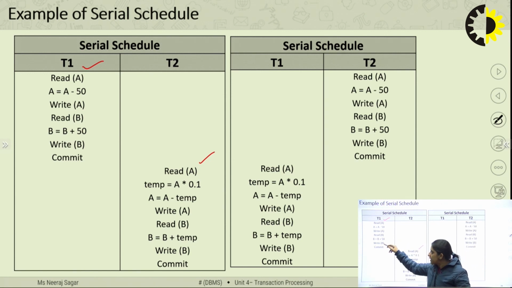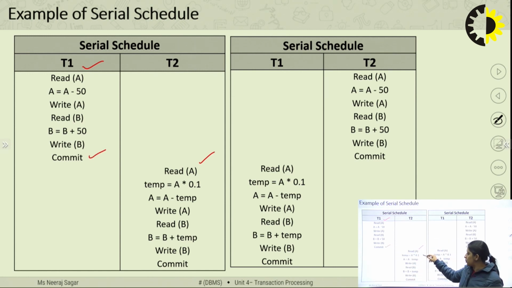First, in this scheduling we start T1. When T1 is committed, only then do we start transaction T2. This is called serial scheduling. Or we can say that first we start transaction T2, and when T2 is committed, only after that can we start T1. This is the form of serial scheduling, and whatever result we get after these two schedules is the same.